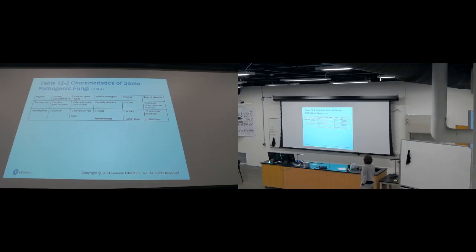Candida albicans is Ascomycota. It is found in humans. We have new species that have been found, like auris, which also infect humans. And then we have Pneumocystis jirovecii, which used to be called carinii. This one causes pneumonia. This is an opportunistic infection. Same for these two.